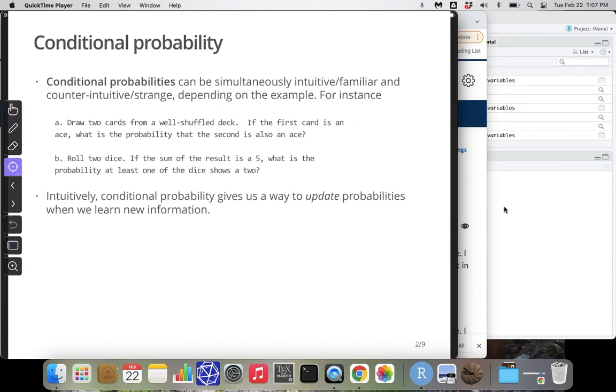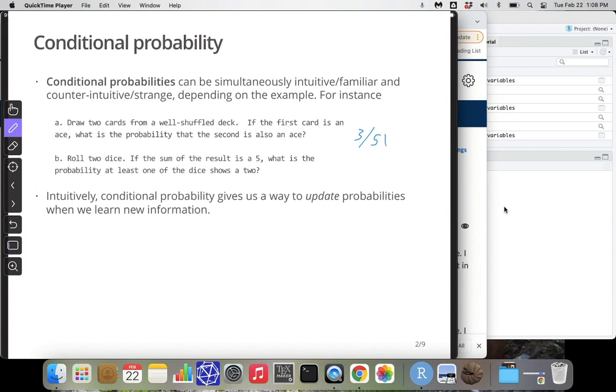In the first example, suppose you're drawing two cards from a well-shuffled deck. Say you draw an ace first. You can ask, what is the probability that the second card is also an ace? Many of you can do this in your head quite quickly. There are 3 aces remaining, and there are 51 cards left in the deck, so the probability of drawing an ace second, given that you drew an ace first, is 3 out of 51.